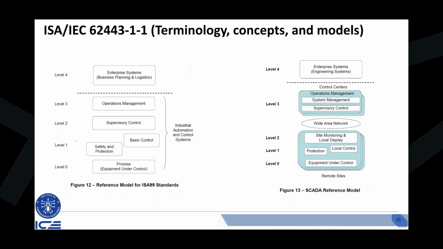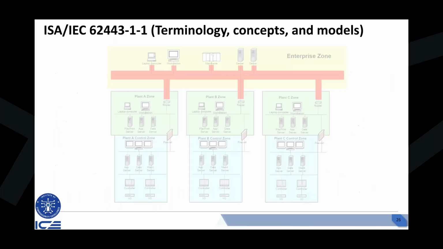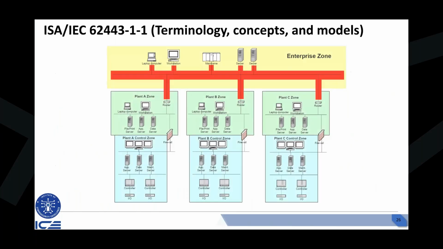So this is one example of what is defined or explained in the 62443-1-1. Similarly, and I'm just highlighting a couple of pictures over here, this is another snapshot from the actual standard. This is the concept of zoning and zones and conduits.